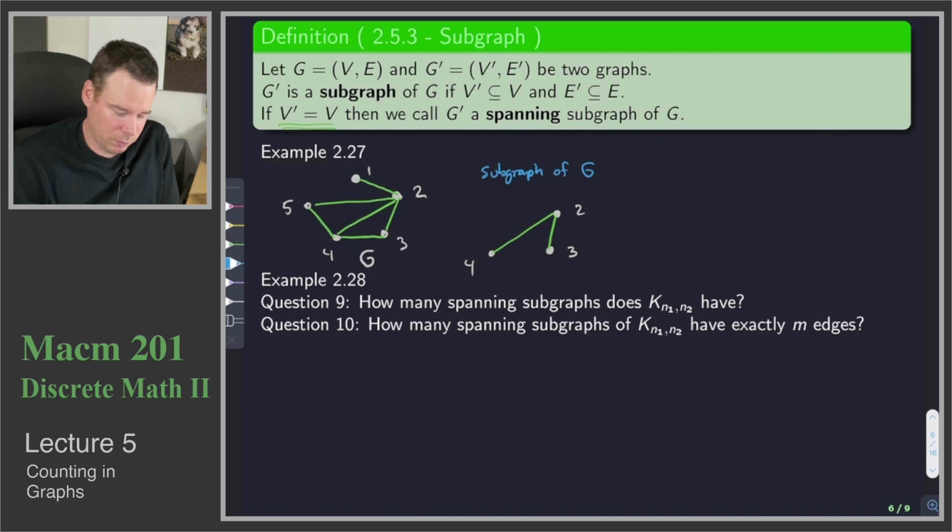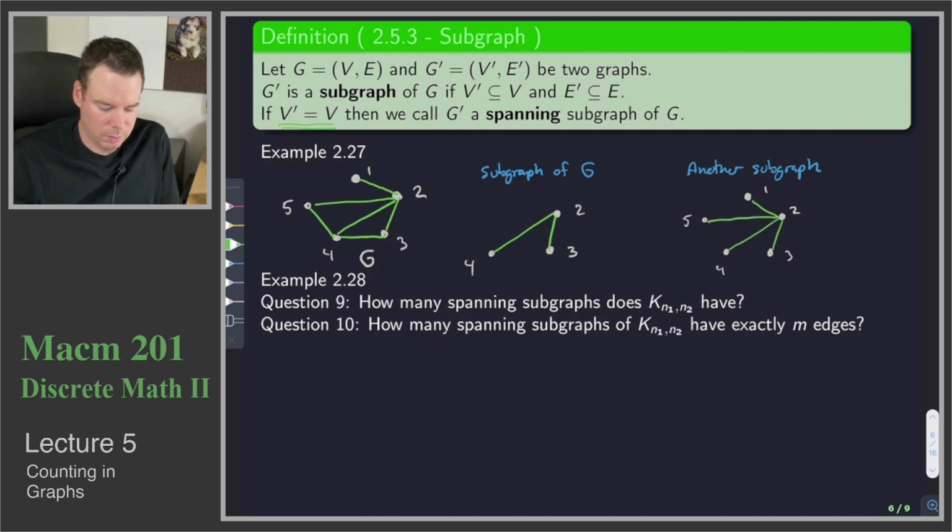How about another subgraph of G? In this case, we'll use all of the original vertices, so 1, 2, 3, 4, 5. And the edges that we'll use will just be these edges here, 2 connecting to every other vertex. Now, in both of these cases, the graphs I've drawn are subgraphs of the original G.